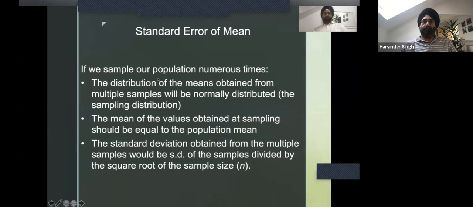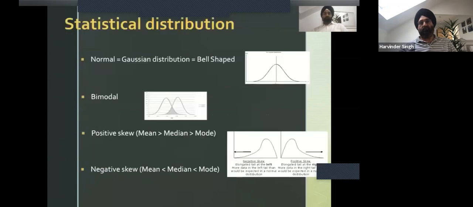The standard error of the mean is the distribution of the mean obtained over multiple samples. Most of the time, it is normally distributed, and this is usually equal to the population mean. That means you can apply that sample data onto the population. The standard deviation obtained from these multiple samples, divided by the square root of the sample size, gives you the standard error of the mean. These statistical distributions can be bell-shaped, where it is a normal or Gaussian distribution.